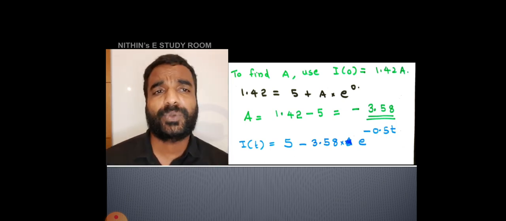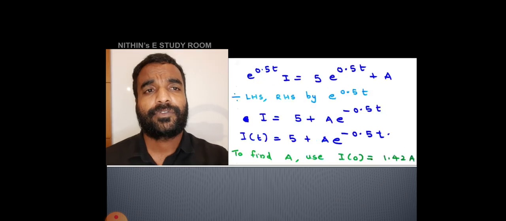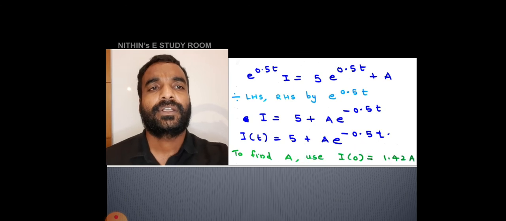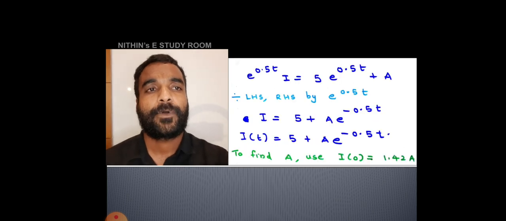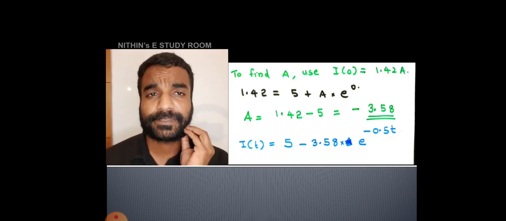Substitute that back into the I of t equation. The I of t equation was 5 plus a into e raised to minus 0.5t. This was the basic equation. Now, I am substituting a in that equation. I of t is equal to 5 minus 3.58 e raised to minus 0.5t. So, this is the expression for current.